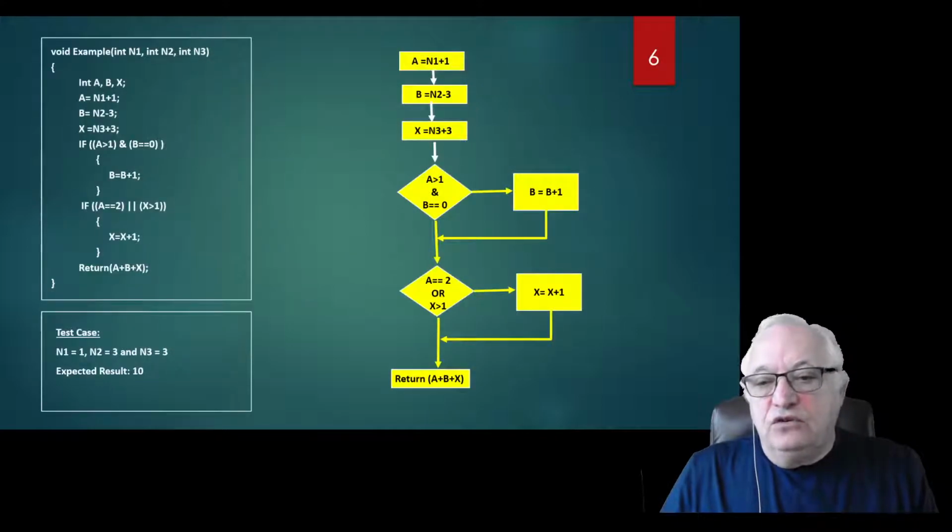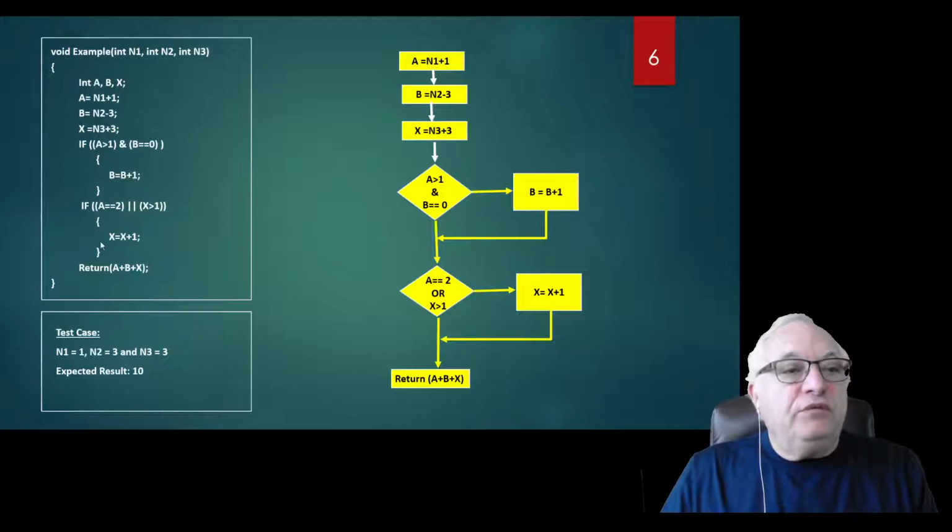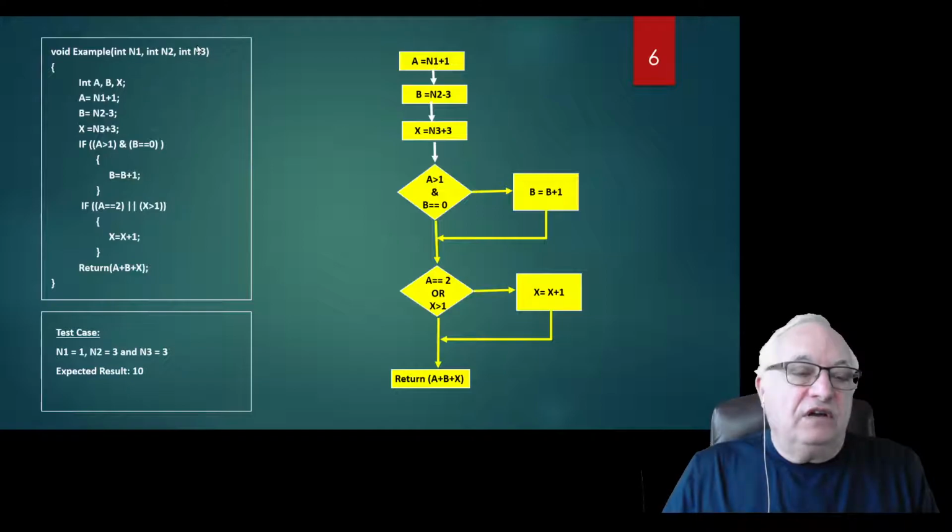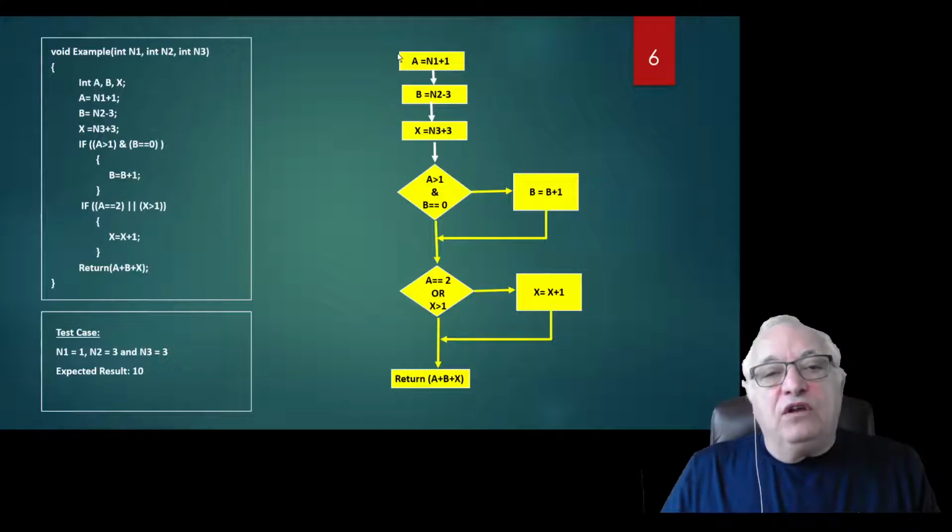So as usual, let's have an example. Here we have a program, and the requirement at this point is to do statement coverage. So I'm going to have a test case which is n1 equal to 1, n2 equal to 3, and n3 equal to 3, with an expected result of 10. These n1, n2, and n3 are the three values that would come into this subroutine. I put all the code I represented in a flowchart to make it easy to follow as I develop my example.